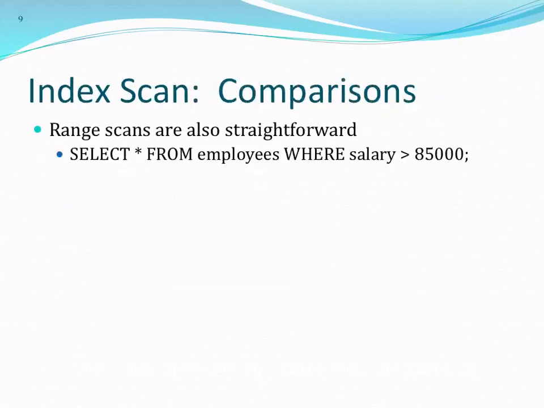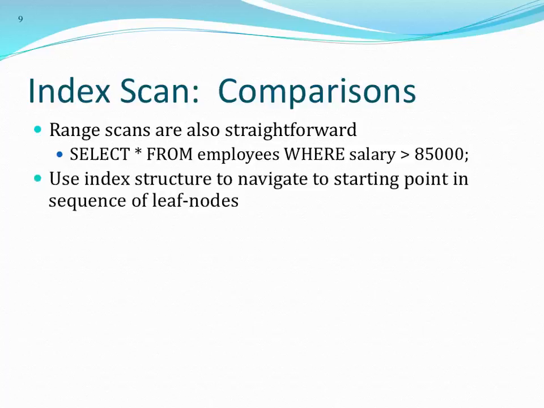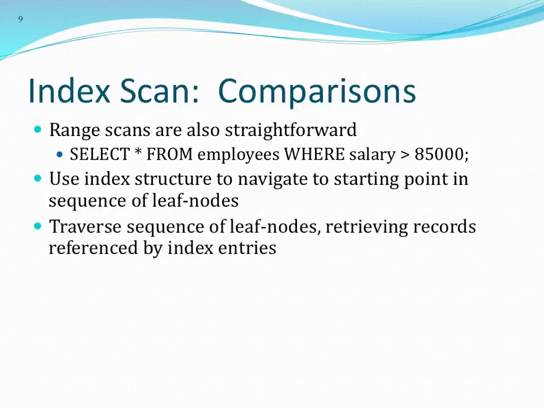Okay, range scans, interesting, because remember that we're going to drop into the index, and since all the leaf nodes are linked together, each leaf points to the next leaf, we can drop in at the place we want to start doing our range scan and just follow through the leaves all the way to the end of the index. So like it says here, use the index structure, the inner nodes, to navigate to the starting leaf node, and then you just traverse that sequence of leaf nodes.